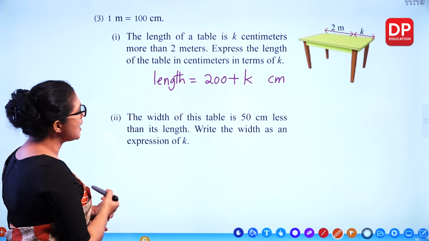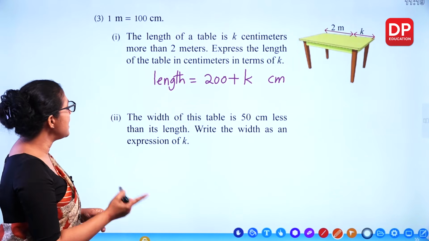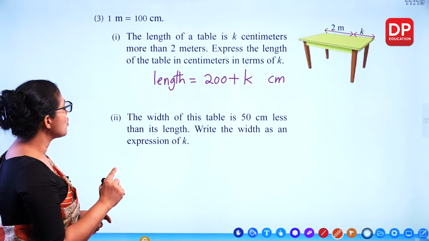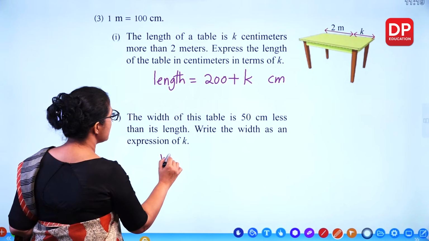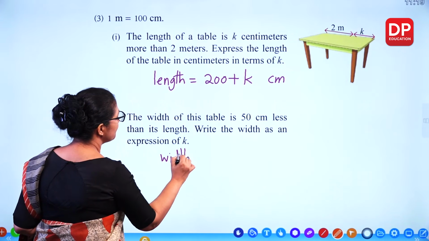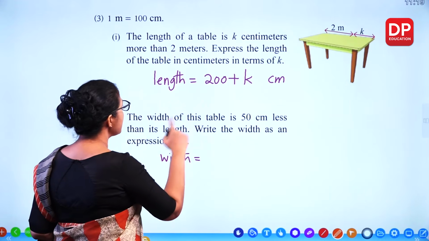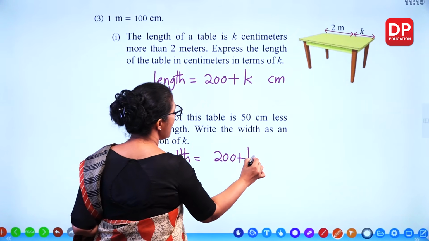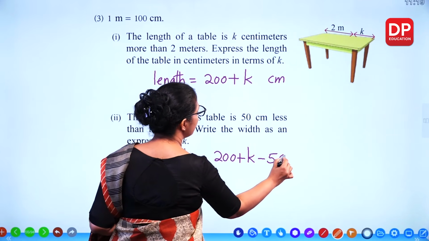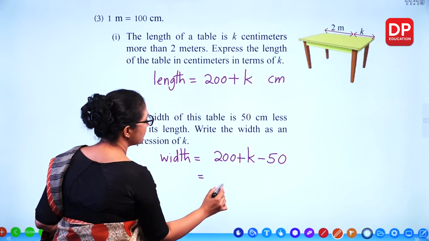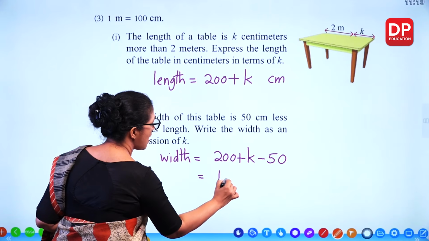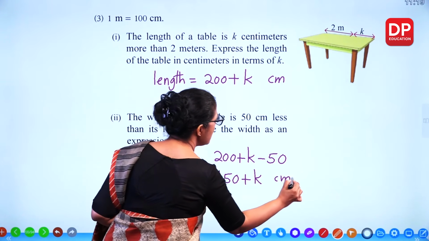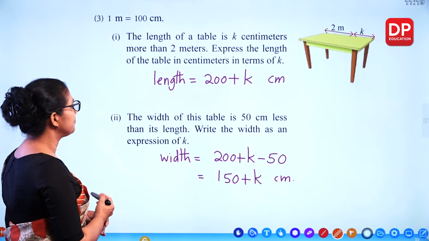The width of this table is 50 centimeters less than its length. Write the width as an expression of K. So width is equal to 50 less than that. The length is 200 plus K, minus 50. 200 minus 50 is 150, plus K. This is also in centimeters.